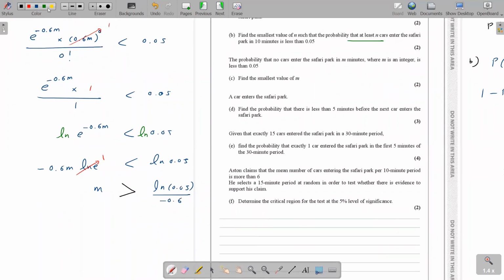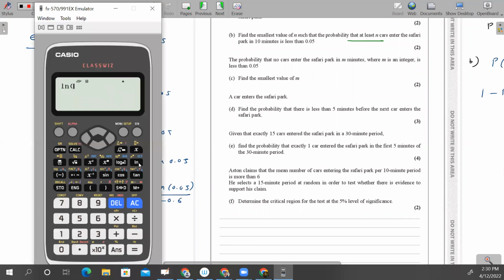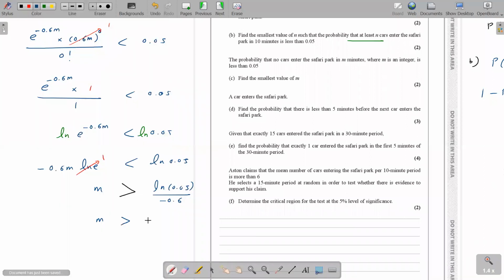So what do we get here? Can you all type? The smallest m value if they want: ln 0.05 over minus 0.6, which is 4.9928. m is greater than 4.9928. So what's the integer? Because they say m is an integer. Can you see? The question tells you m is an integer.